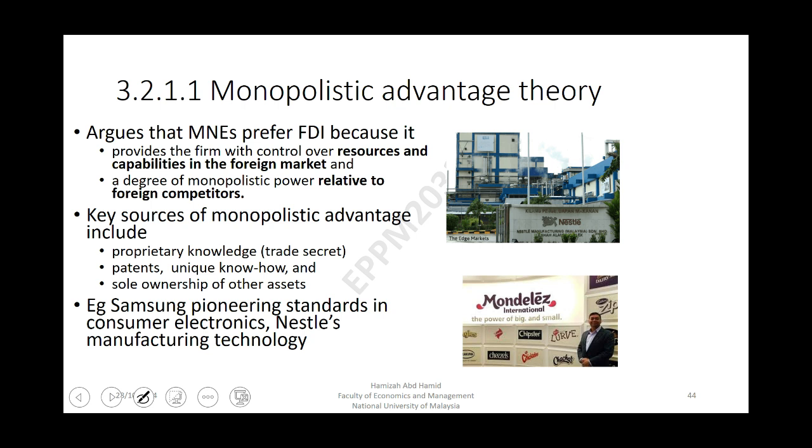So MNEs will internationalize through FDI because they have monopolistic advantage based on whatever uniqueness and key sources that they have. Samsung is able to internationalize through FDI because it has monopolistic advantage in consumer electronics. Nestle is able to internationalize through FDI because it has monopolistic advantage in manufacturing technology.